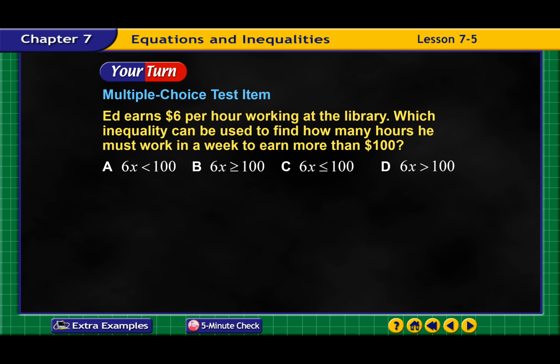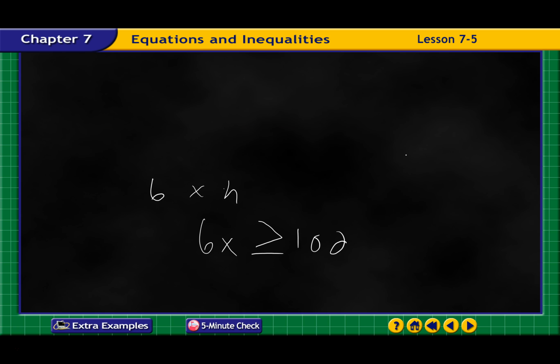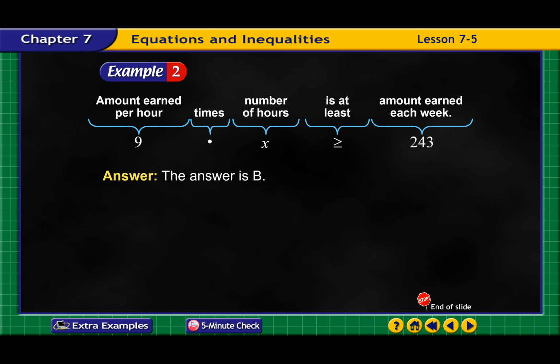All right, so Ed works $6 per hour at the library, which inequality can be used to find out how much to work to earn more than $100? So I think that sounds like it would be bigger than or equal to. So I'd have 6, looks like they used X instead of H, is bigger than or equal to $100. Oh, never mind. Earned more than $100. And the last one is at least.